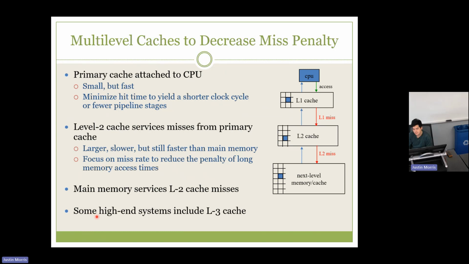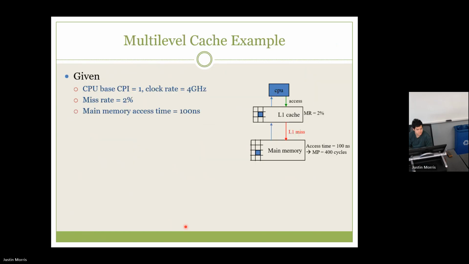And not just high-end systems, almost everything has an L3 cache these days. So here is a multi-level cache example. This is just one level. We have a base CPI of 1. Our clock rate is 4 gigahertz. Our global miss rate is 2%. Main memory access time is 100 nanoseconds. So if I need to get data from main memory, I have to wait 100 nanoseconds, which with a 4 gigahertz clock is equivalent to waiting 400 cycles.